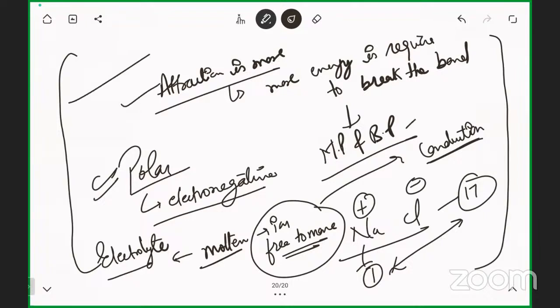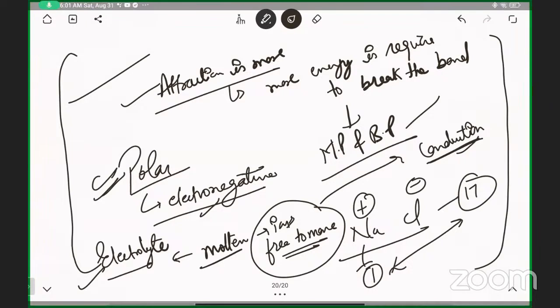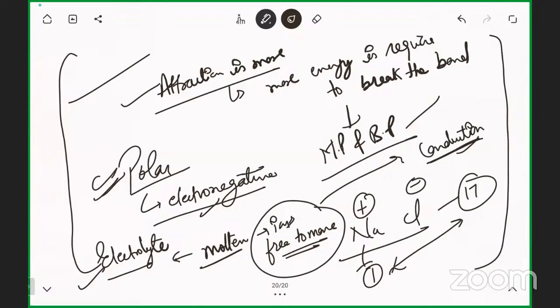So attraction is more, so the melting and boiling point is more. They are polar compounds just because of the electronegative difference. In the molten form, the ions are free to move, so they are considered electrolytes and they conduct electricity. So these are the main points in these characteristics. If you want to ask about any characteristic, you can ask right now. Anyone?